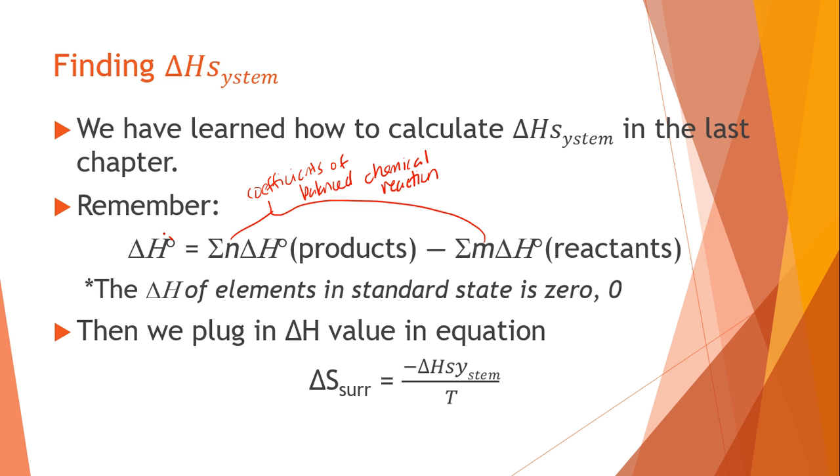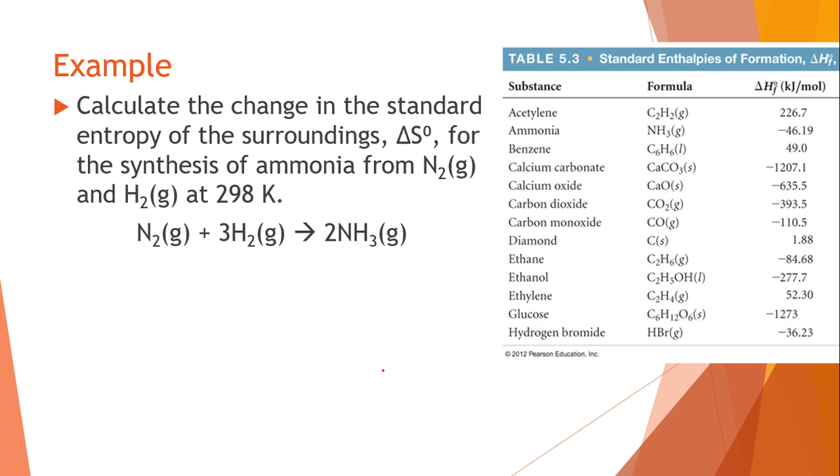What we would do is once we find this delta H, we would go ahead and plug it into that equation I had in the last slide. And that will help me determine my delta S of my surroundings. Let's walk through an example so you can see this for yourself. Calculate the change in the standard entropy of the surroundings for the synthesis of ammonia from N2 and H2. Notice here that it says surroundings, and we're given my delta H value instead of delta S.